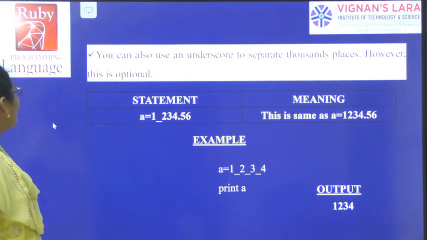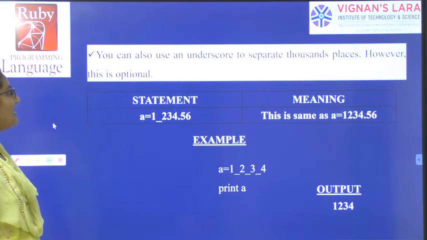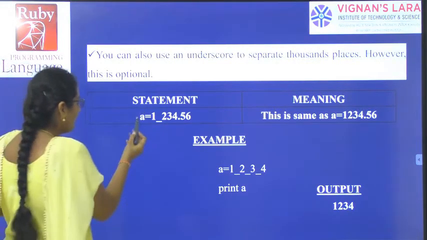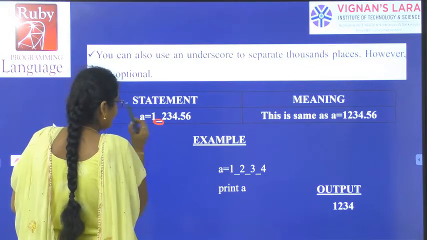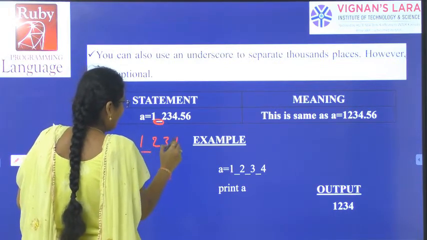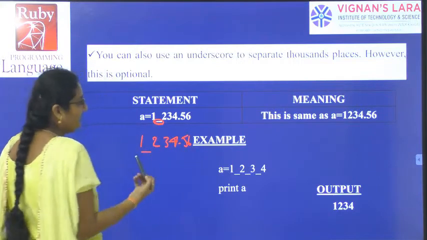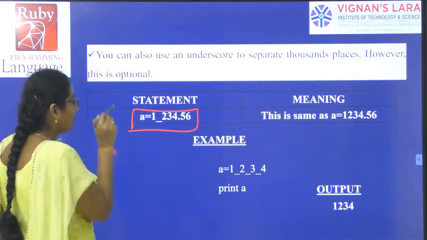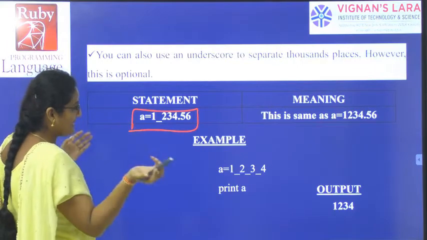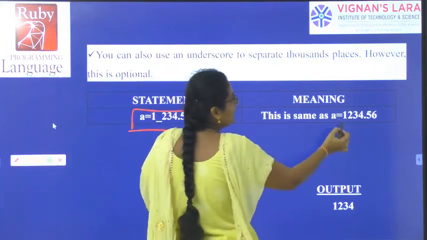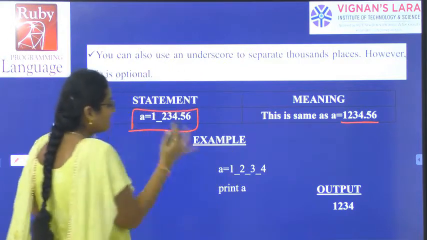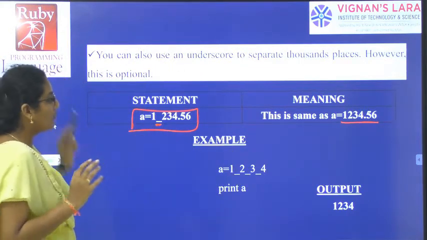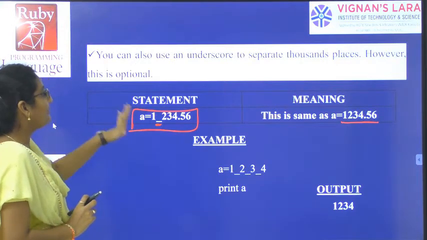So see here, for example, you can also use an underscore to separate the 1000 places. However, it is optional. If you write like this also, a = 1_234.56 is the same as a = 1234.56. Both are the same. If you use an underscore or if you don't, it doesn't matter in Ruby programming. It is optional. If you want, you can use it.